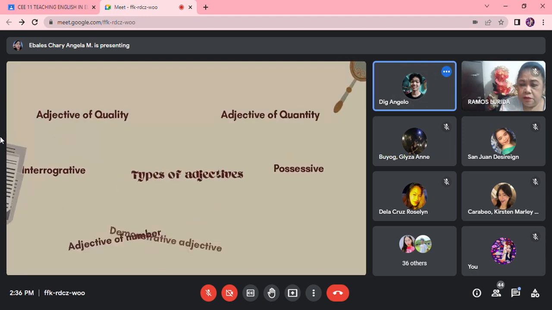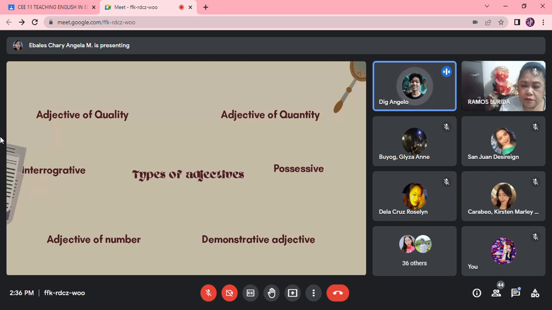So now let's take a look into the different types of adjectives. Adjectives are divided into various types. We will look into six main types of adjectives, which are possessive, demonstrative adjective, adjective of number, interrogative, adjective of quality, and adjective of quantity. So first, next part.